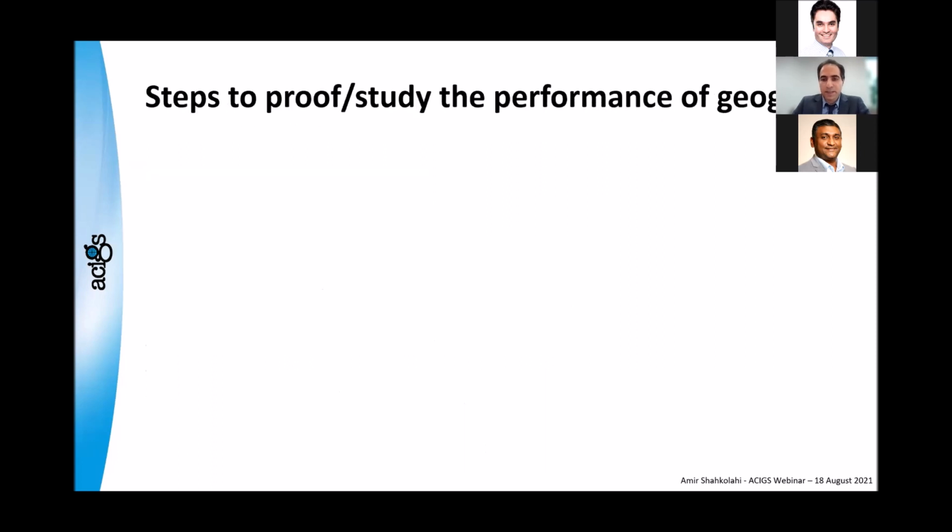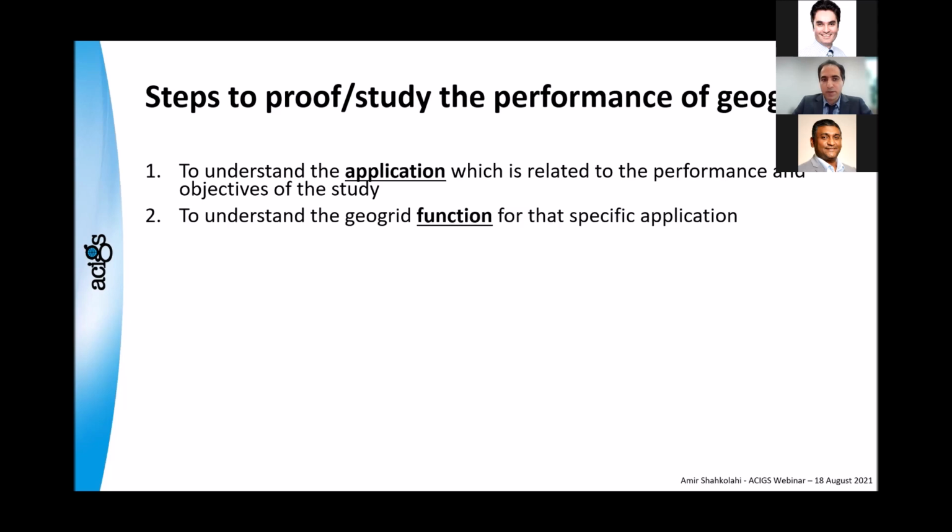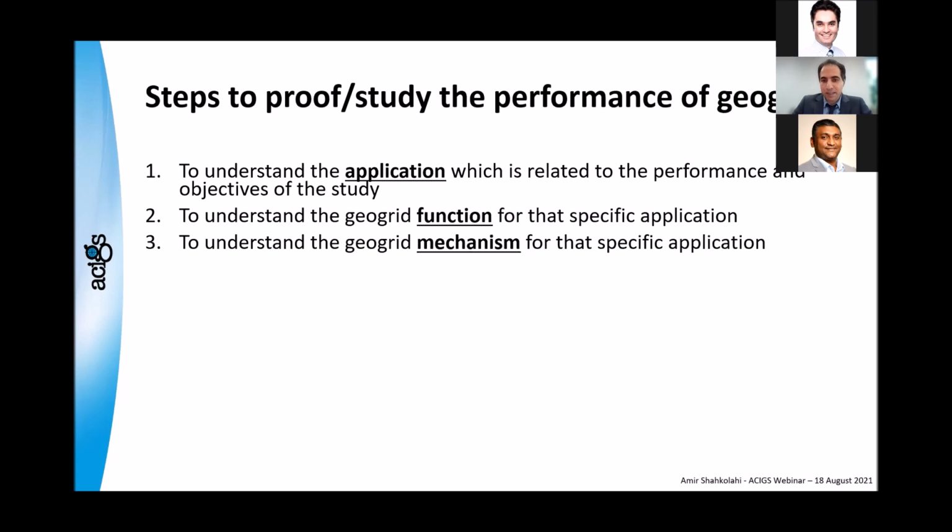There are several steps to study or prove the performance, which is the first step of mechanistic empirical design. To prove or study the performance of geogrid, the first thing is to understand the application, which is relevant to the performance and objective. So we first know what we want to achieve. Now we should see which application is relevant and related to the objective and performance that we want to achieve. Then what is the function that is applicable to that application? Then, what's the mechanism for that specific application?